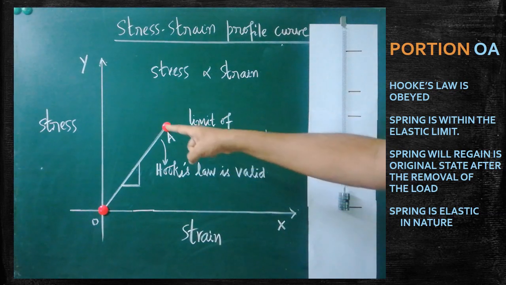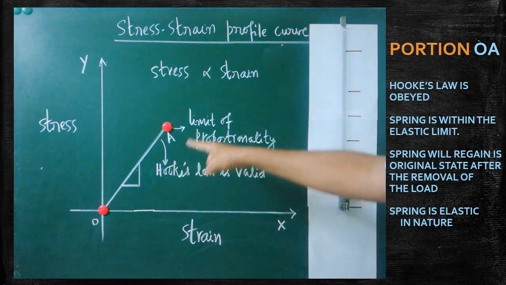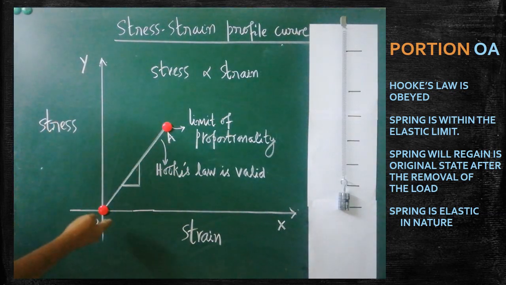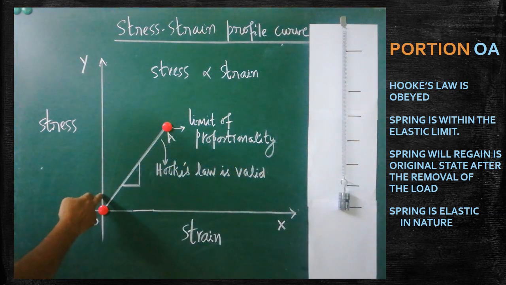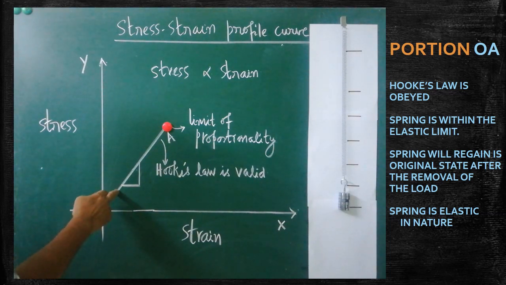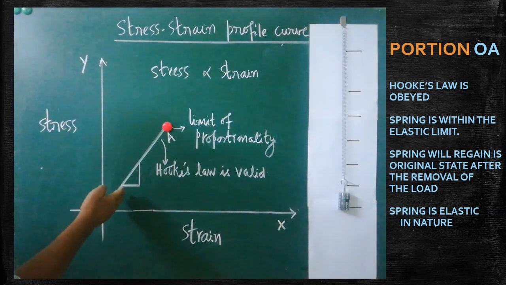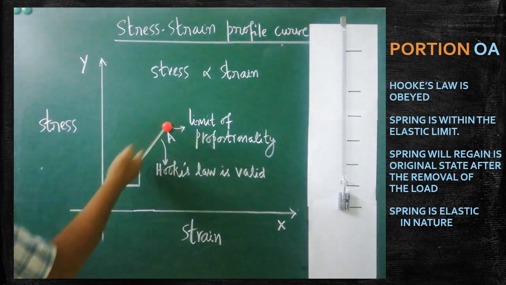Are you clear? The stress value and strain value, if both are tabulated, if all points are marked, you will get a straight line. Are you clear? If you get the straight line, it shows that when stress is increased, correspondingly the strain will also be increased. Here initially 50 gram was added. When 50 gram is added, stress is less, strain will also be less. Are you clear? When 100 gram is added, strain will be more. So correspondingly, when stress is increased, strain also increases and you will get a straight line graph.